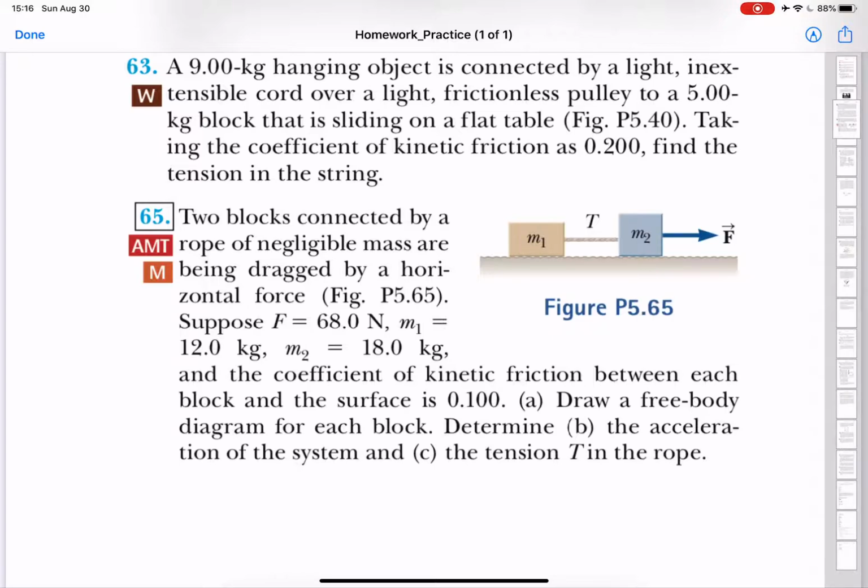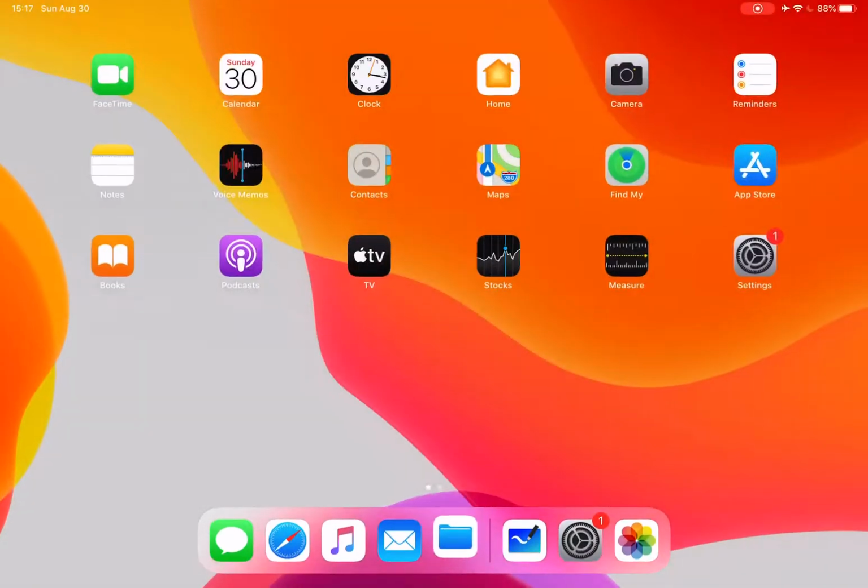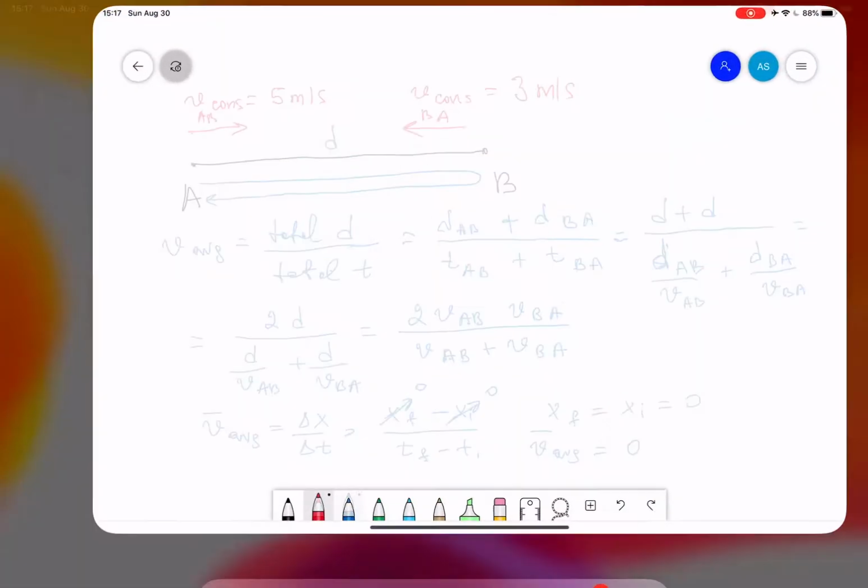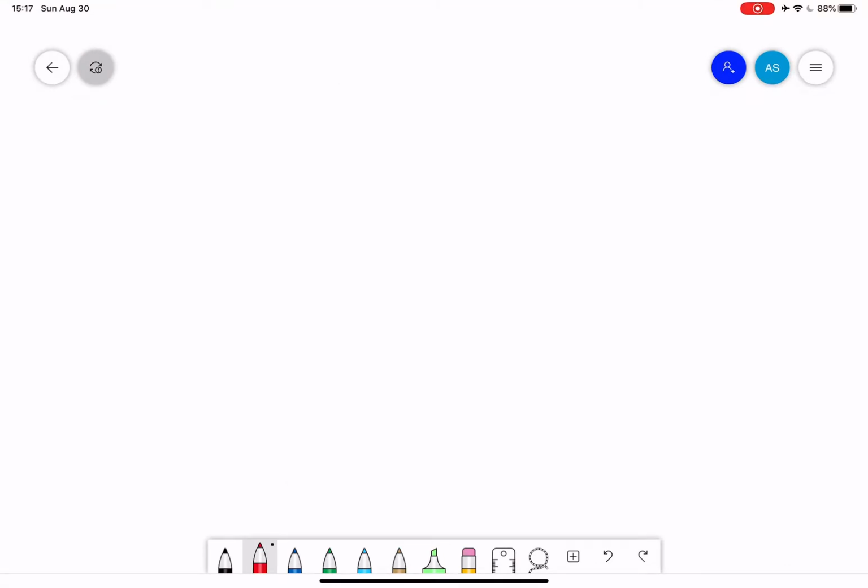In part A, you have to draw a free body diagram for each block, determine the acceleration of the system, and finally you have to find the tension T. Okay, let me draw the boxes and the free body diagram and find what it is asking us to do. Now, let me draw two boxes.